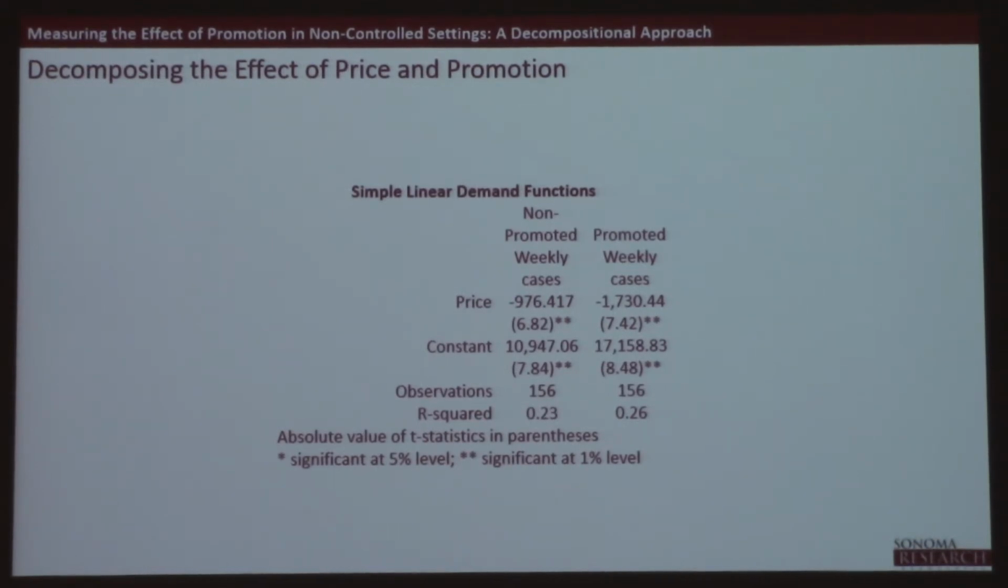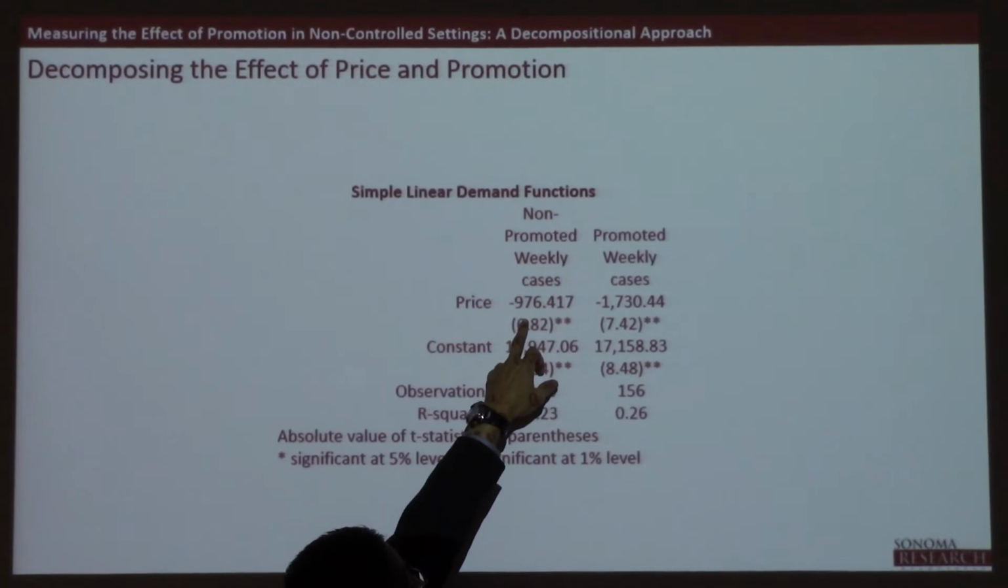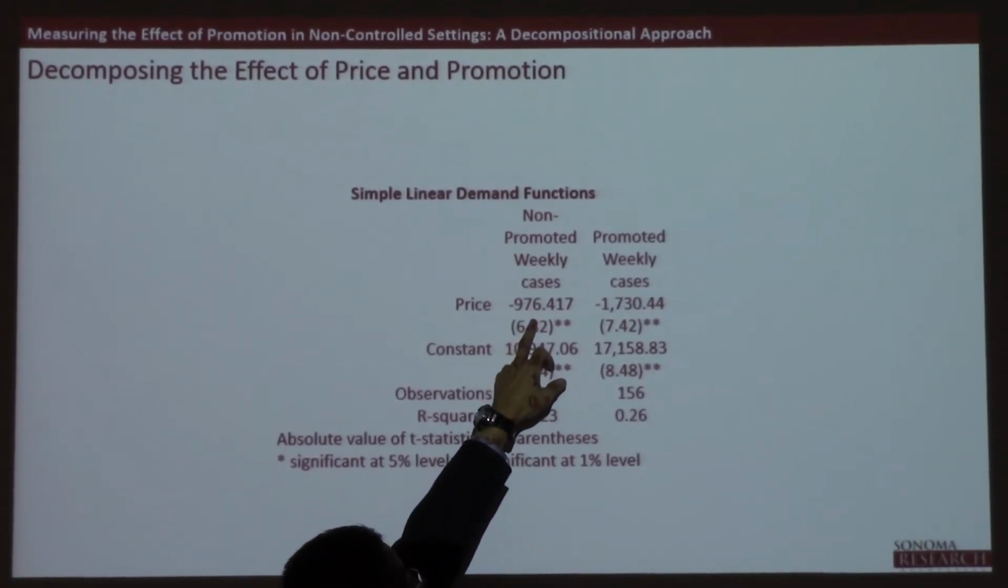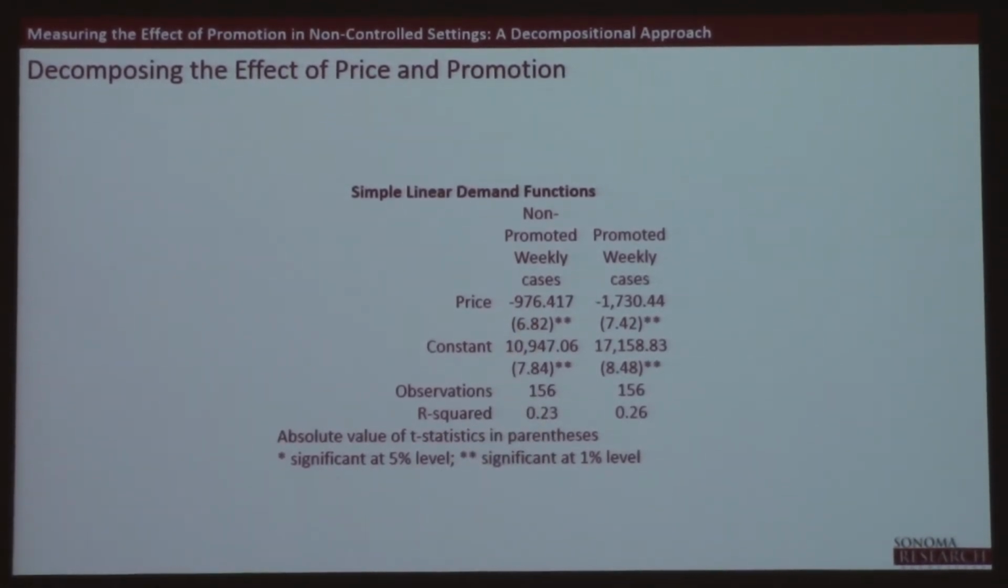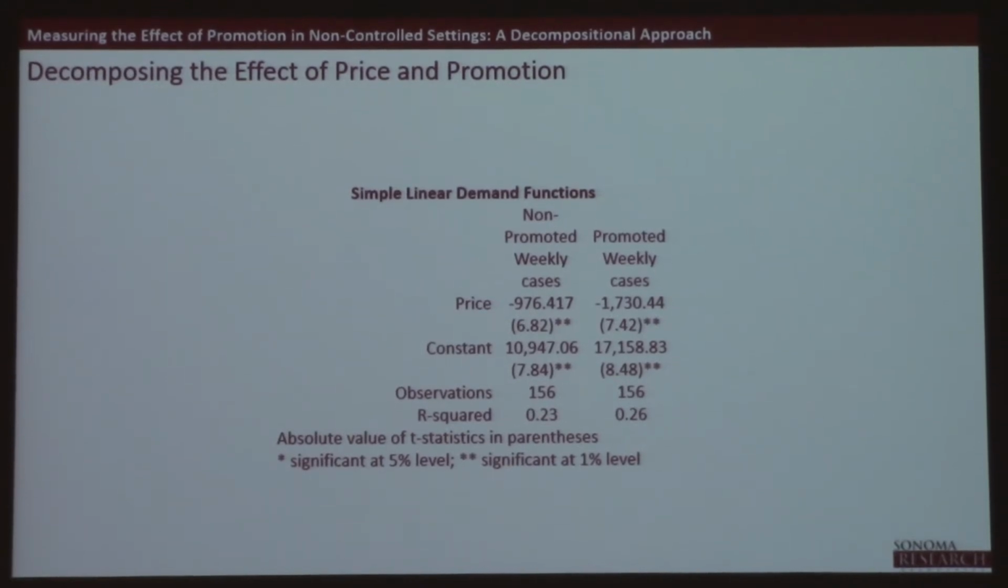Remember the literal interpretation of these price coefficients. For every $1 increase in price, consumers will buy 976 fewer cases per week. On promotion, however, consumers are a lot more sensitive to price. For every $1 increase in price, they're going to buy almost twice as much less, 1,700 fewer cases as opposed to 976 cases. So people that buy off promotion are very different than people that buy on promotion. But we haven't really addressed that yet.